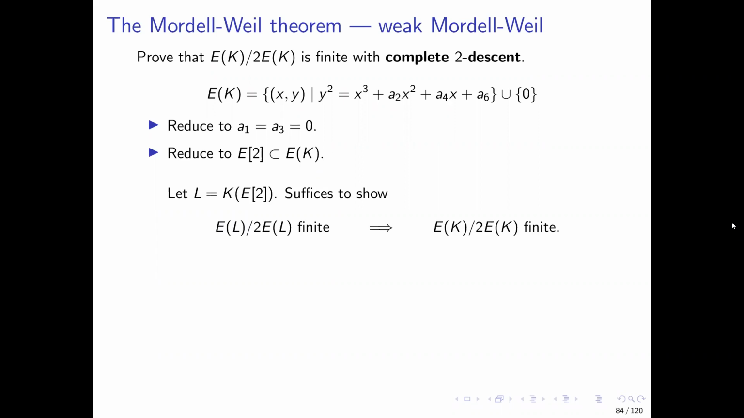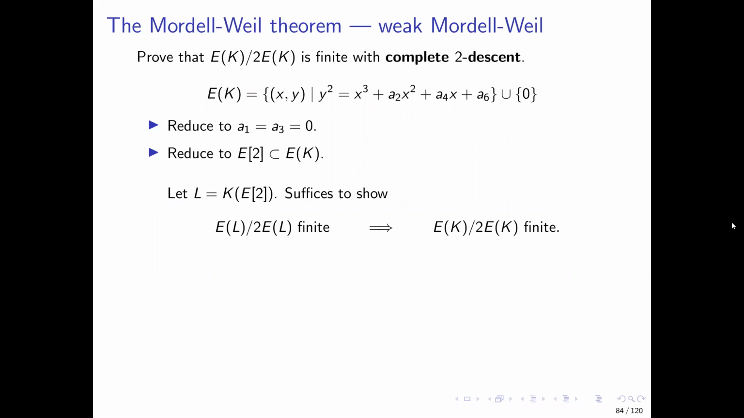So what am I doing here? I wrote something here: let L be K adjoin this thing. This says that I take K and adjoin all the X coordinates of the torsion points. So I let L be the splitting field of the 2 torsion polynomial. That's what I'm saying here. So it suffices to show that this is finite, implies that it's finite.